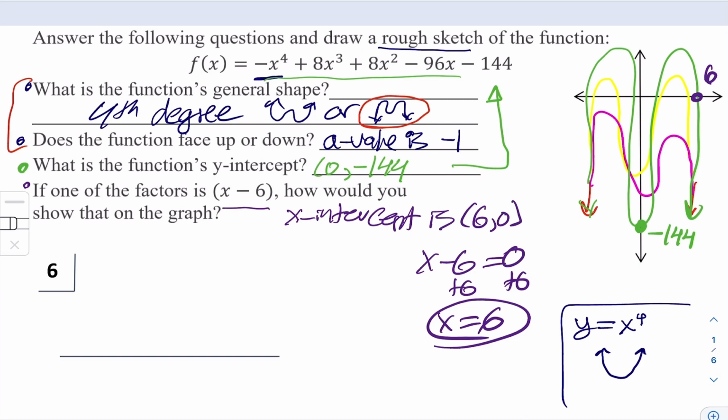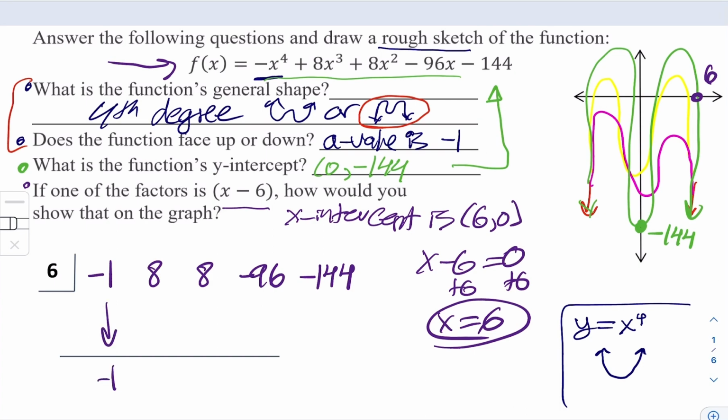And I'm going to prove this to you with synthetic division. If you're not good at synthetic division, you might want to review a bunch of videos about how to use it. We're taking the numbers from our original function, so the -1, the 8, the -96, and the 144, and we're going to put them in a row. We just get to drop down the -1.